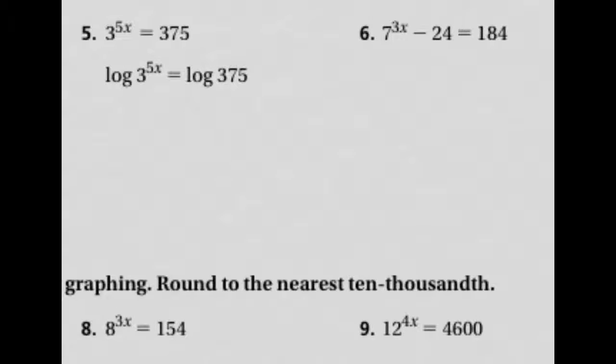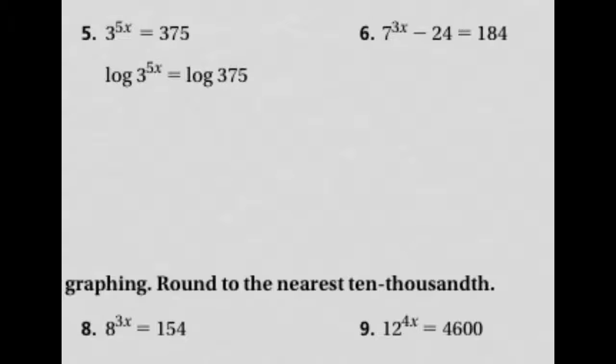It's already started for us as well. 3 to the 5x equals 375. Once again, we're going with this route because 3 and 375 do not have a common base. Okay, so we take the logarithm of both sides. Log of 3 to the 5x power equals log of 375.